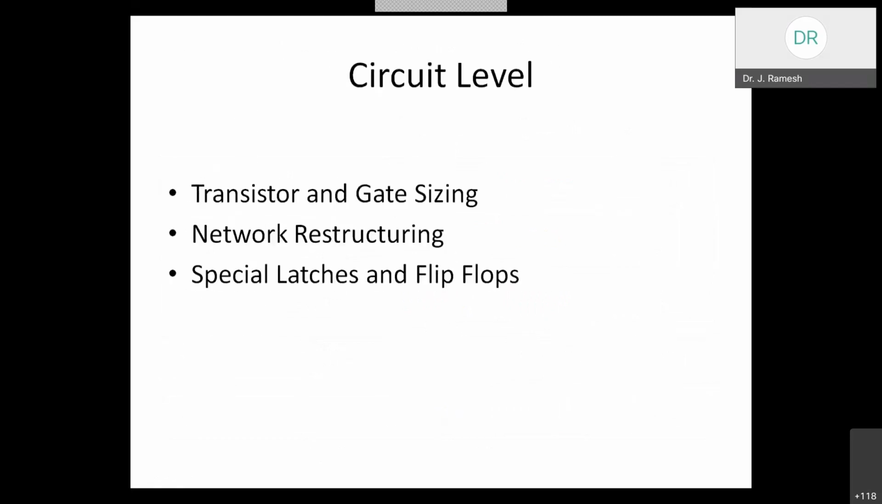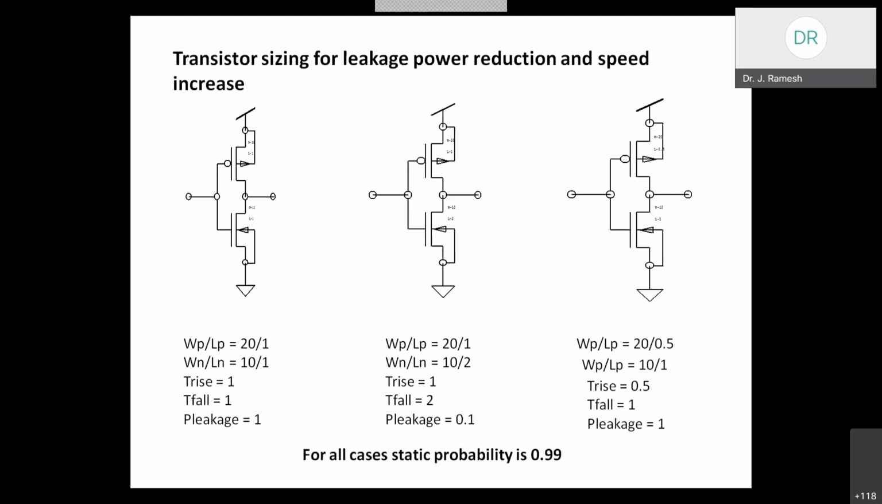Next, we have the circuit level. For circuit level power reduction, we have transistor and gate sizing. Just now we have seen the physical design level, where we can go for transistor sizing. At the circuit level, transistor and gate sizing can be done. Then we can go for network restructuring, and we can make use of special latches and flip-flops also. Transistor sizing is used for leakage power reduction and speed increase.